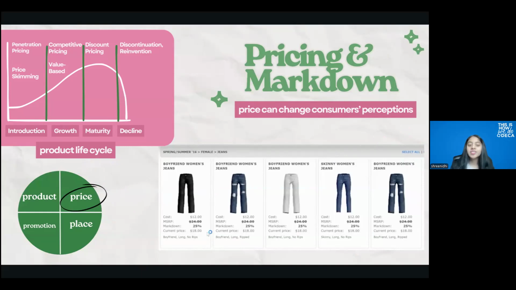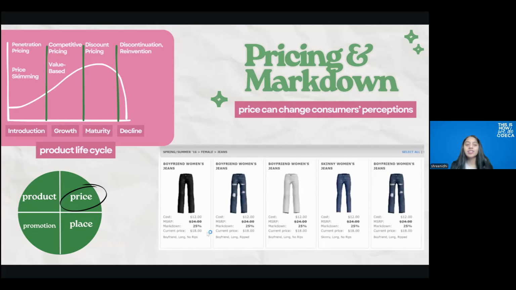The product lifecycle is essentially a four-stage process that all products go through from introduction to growth to maturity to decline. In the introduction stage of any product, there are two different pricing strategies that you might consider using. There's penetration pricing, which is essentially pricing your product very low initially so that you can essentially penetrate into the market and get it into the hands of as many consumers as possible, and then increase the price of your product later on. There's also price skimming.